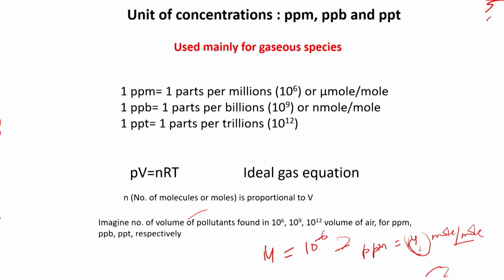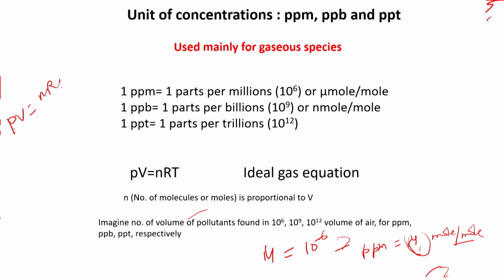1 ppb similarly is parts per billion, and billion stands for 10 to the power 9. So, nanomole per mole. ppt is similarly parts per trillion, so 10 to the power 12. This is the general terminology, and it can be used in the gaseous phase for number of moles, or you can use volume.